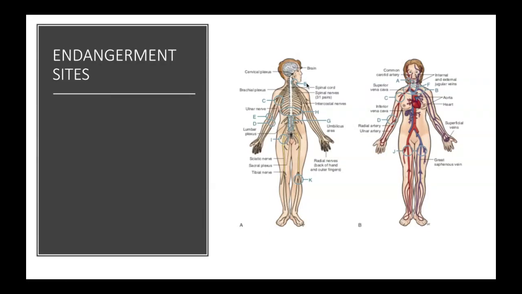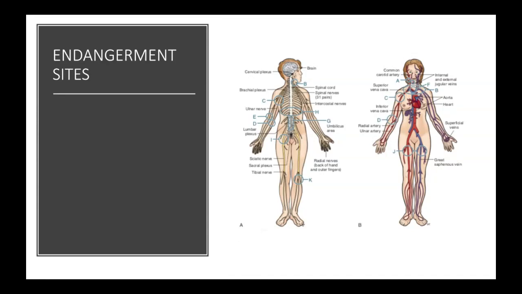So we don't want to press down on any nerves. We have the inguinal triangle right here. Anything that's compressing, like the median nerve, any of those things, the front of the throat, the neck, we want to make sure that we understand those endangerment sites.